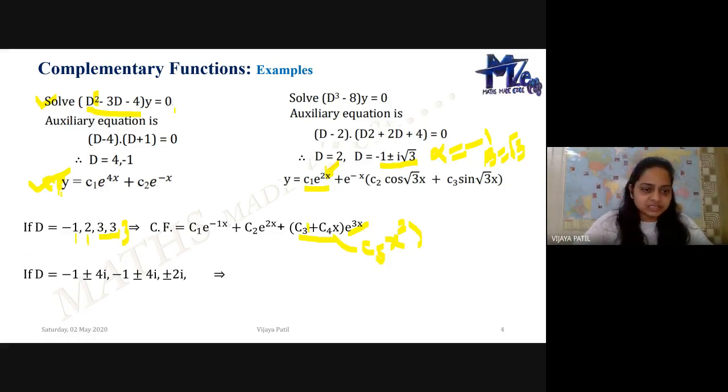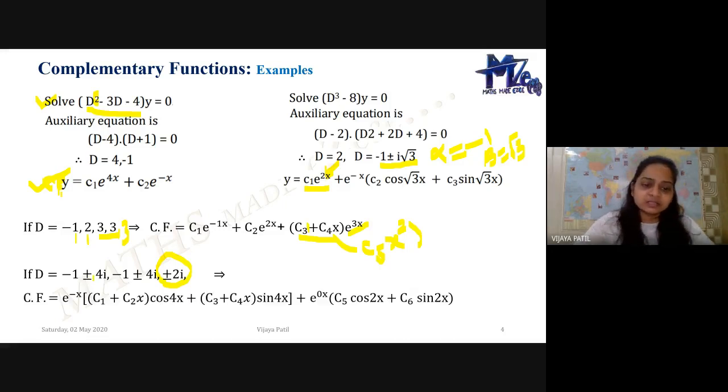Let us assume the roots we have got are -1 plus or minus 4i, -1 plus or minus 4i, and plus or minus 2i. How many roots we have got? 1, 2, 3, 4, 5, 6. We have got 6 roots. Out of these, the plus or minus 2i is a complex root, not repeated any times. And similarly, if you observe here, -1 plus or minus 4i, this pair has been repeated 2 times. So what will be my equation?